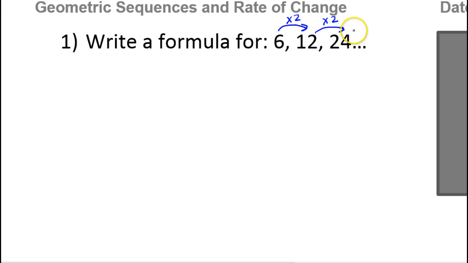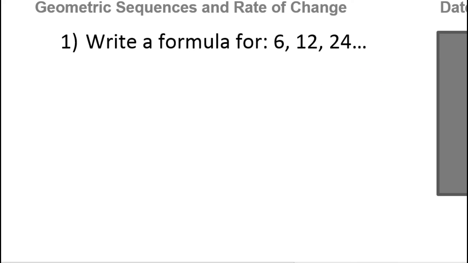12 times 2 is 24. And if I wanted to find the next number in the sequence, I would again multiply times 2, and I would get 48, and so on. So a sequence where you can multiply by a certain number over and over again, and that will give you the next term, that's what a geometric sequence is. Now, that little multiplier is called r. So in this case, r is equal to 2.